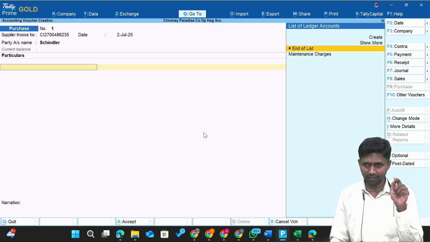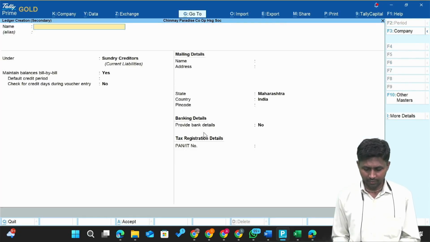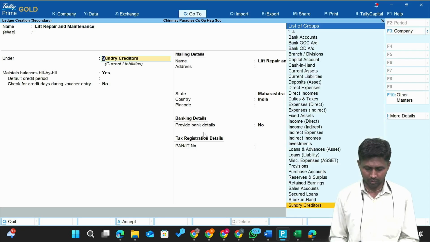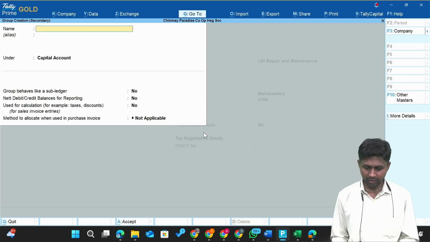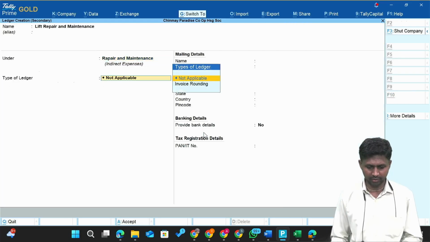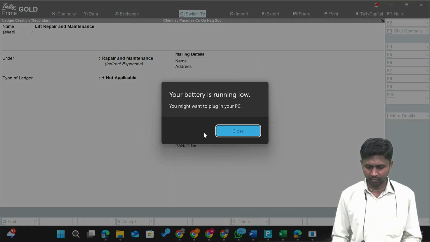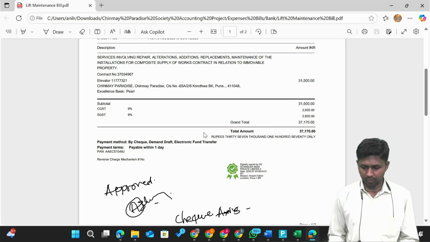Now, then lift repair and maintenance ledger. Just type lift, you will not get that. That means we don't have it. Create then lift repair and maintenance. Under what? Under we'll say repair and maintenance. Say repair and we don't have it. Just create, Alt C. Repair and maintenance. Repair and maintenance under what? Indirect expenses. Indirect expenses. Accepted. Don't change other details. Yes, accepted. Okay, accepted. Now, how much is the amount?